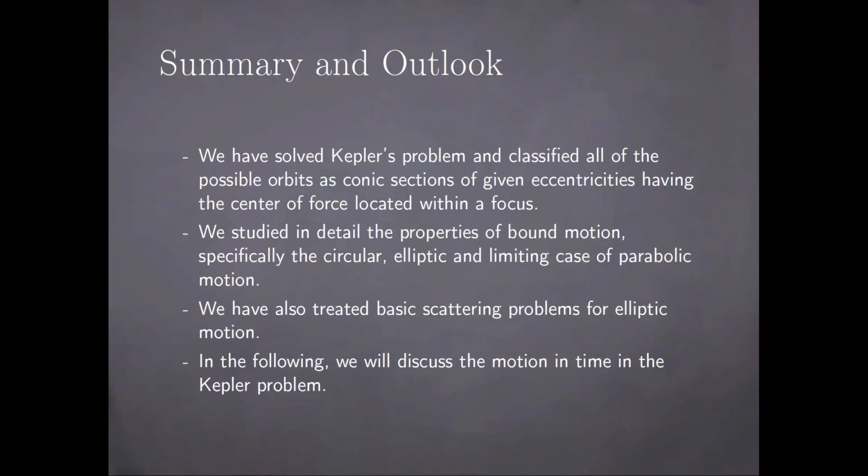In summary, we have solved Kepler's problem and classified all of the possible orbits as conic sections of given eccentricities having the center of force located within a focus. We studied in detail the properties of bound motion, specifically the circular, elliptic, and limiting case of parabolic motion. We have also treated basic scattering problems for elliptic motion. In the following, we will discuss the motion in time in the Kepler problem.